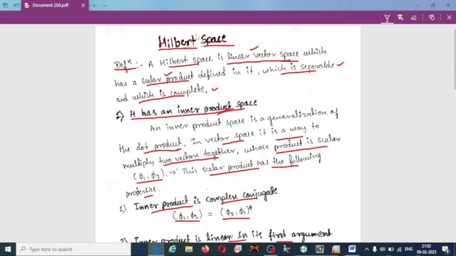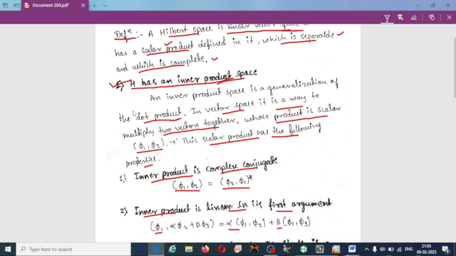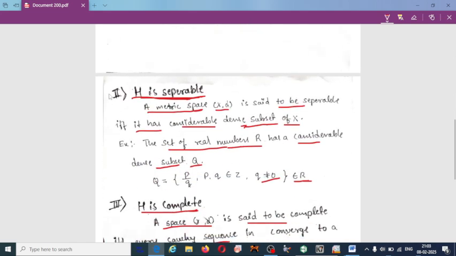If you want to define Hilbert space, you should remember all these properties. First of all, Hilbert space is a linear vector space, and it also has additional properties: it is an inner product space, which is separable, and which is complete.